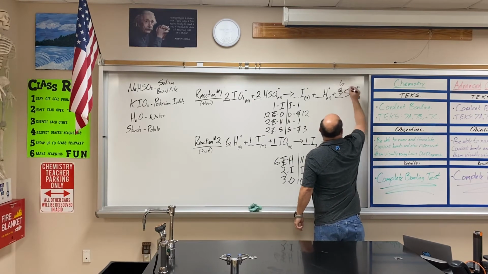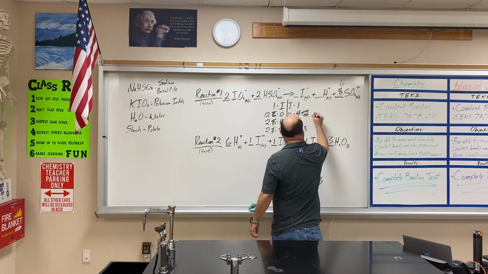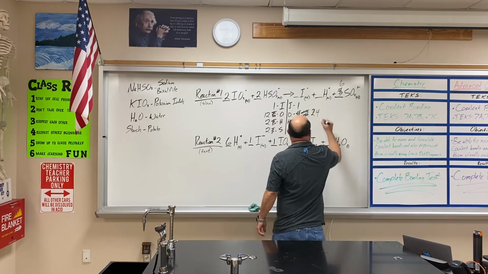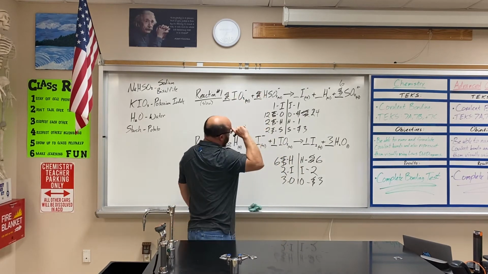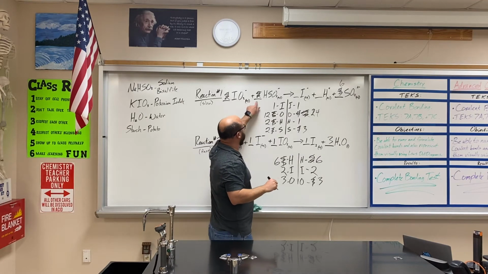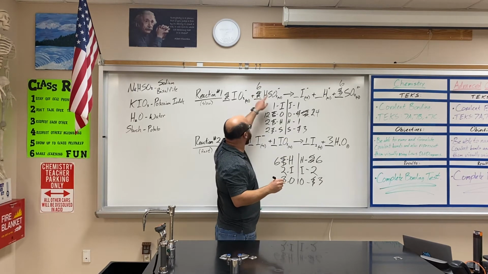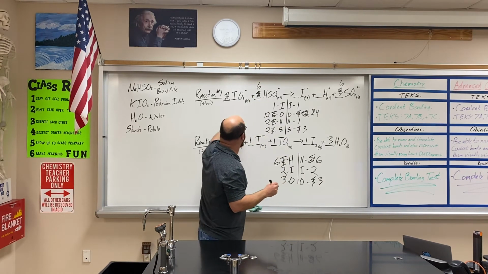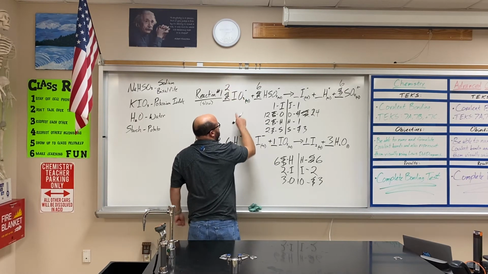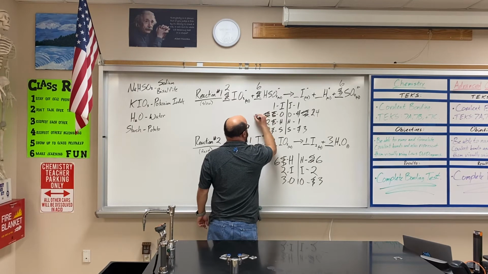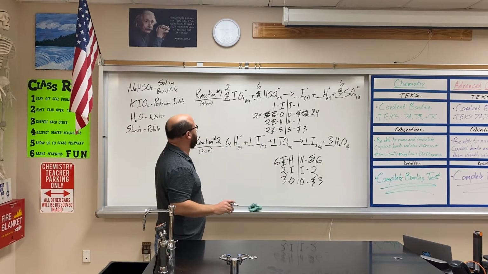Change this to 6. That's 24. And then, again, this has to be the same as that. So we're going to have to put a 6 here. That gives us 6 times 3 is 18. We need 24, which means we need 2 more. 2 times 3 is 6. 18 plus 6 is 24. We got the oxygen taken care of.